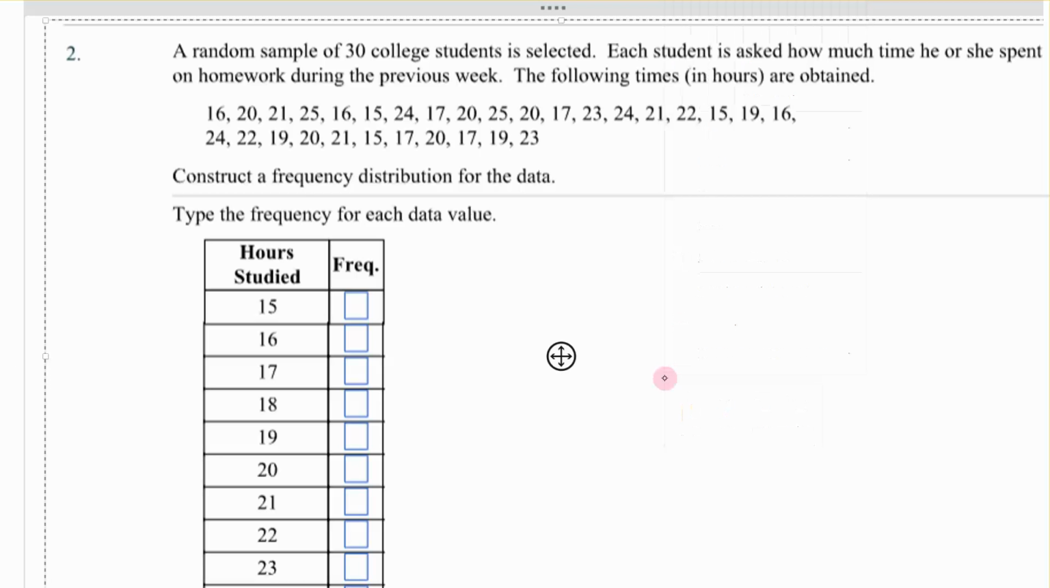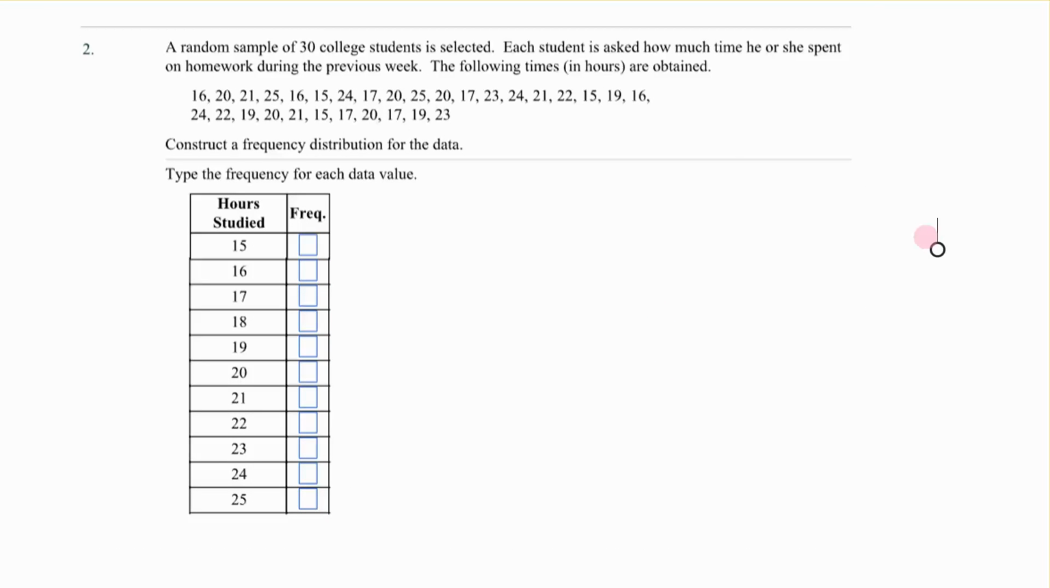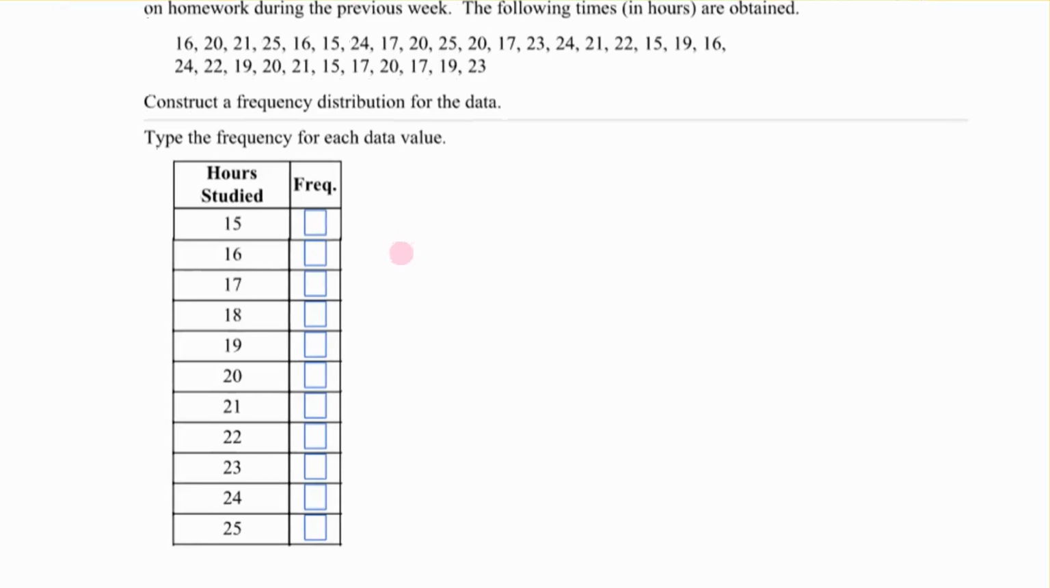Let me make this a little smaller so we can see it all. There we go. Number 2, a random sample of 30 college students is selected. Each student is asked how much time he or she spent on homework during the previous week. The following items in hours are obtained. So one person said, I spent 16 hours, somebody said 20 hours, 21 hours, 25 hours, and so on. Construct a frequency distribution.